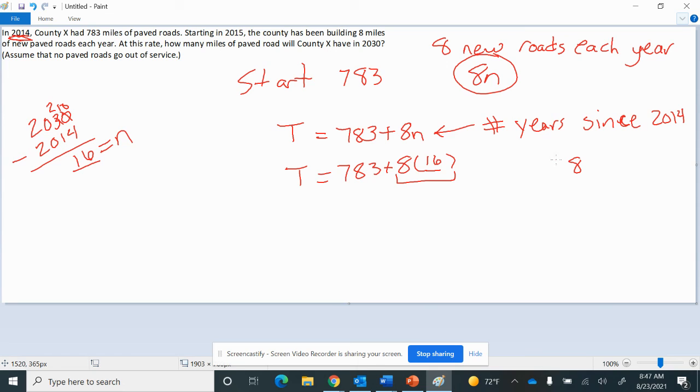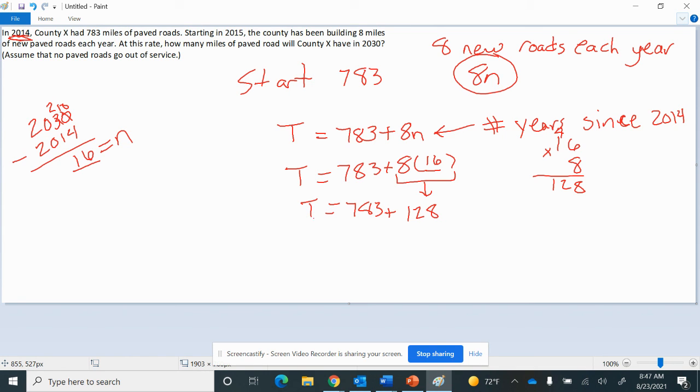So off to the side, 8 times 16, 6 and 8 make 48. Carry my 4. Make that a little clearer to see. 4. 8 times 1 is 8 plus 4 at the top gives me 12. So I figure out that 8 times 16 is 128. Copy the rest of my equation back down.